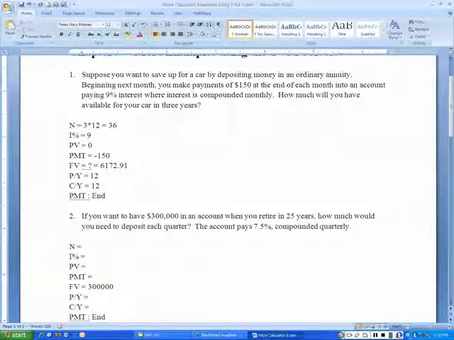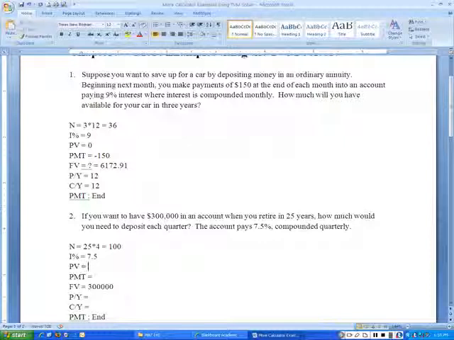And we know that the time period here is 25 years, and it's quarterly. So this is going to be 25 years times 4 quarters, which is going to give me 100 total time periods. Then our interest rate is 7.5%. Our present value, we are starting with nothing, and we are making payments. We're depositing every quarter, so what we don't know is our payment, so that's what we want to find out. And we're doing this quarterly, so both of these values should be 4.